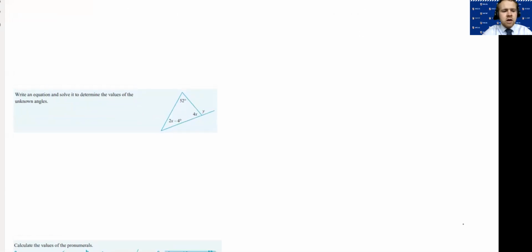For this question here, we're going to write an equation and solve it to determine the values of the unknown angles. So I can see inside the triangle, I have three angles. I know that the angle sum of a triangle is 180. So again, working, reason, and then next step. So I know that 2x minus 4, which is one of the angles, plus 4x plus 52 is going to equal 180, and my reason is angle sum of a triangle.